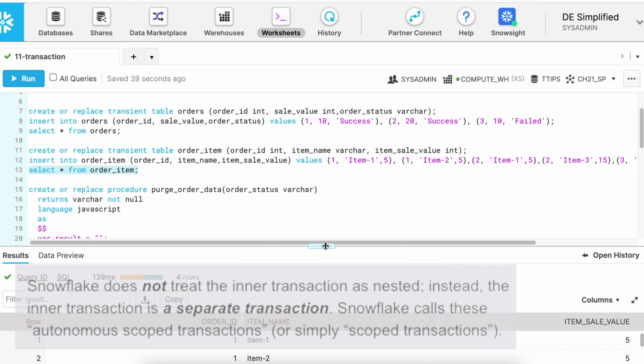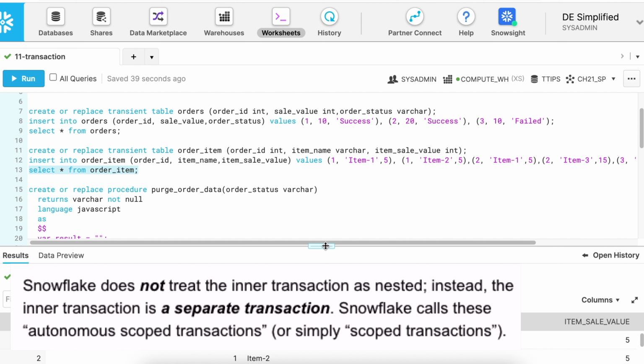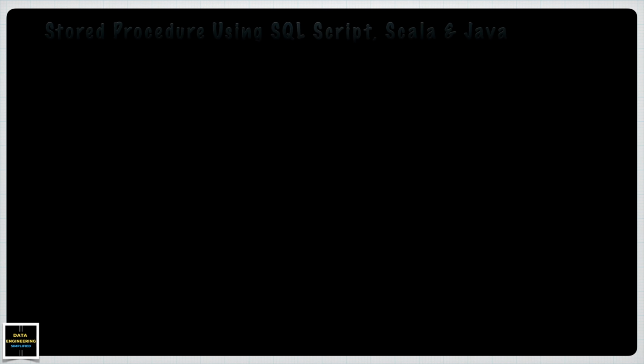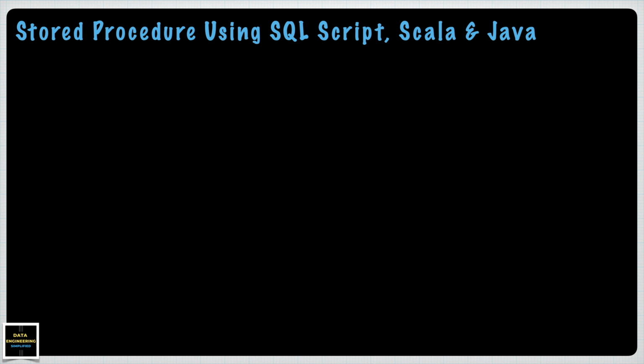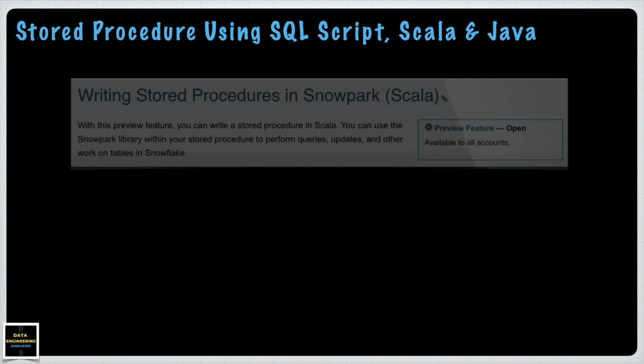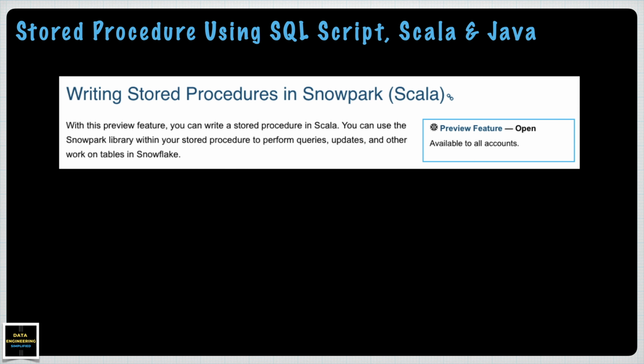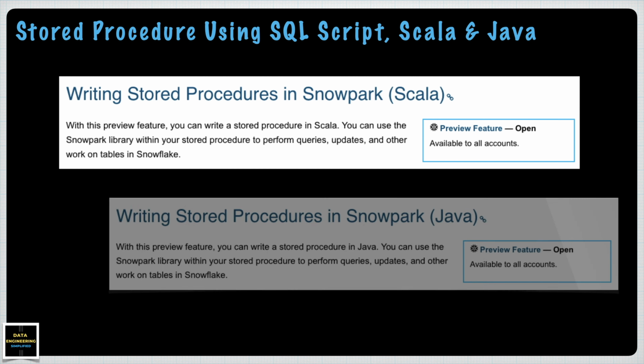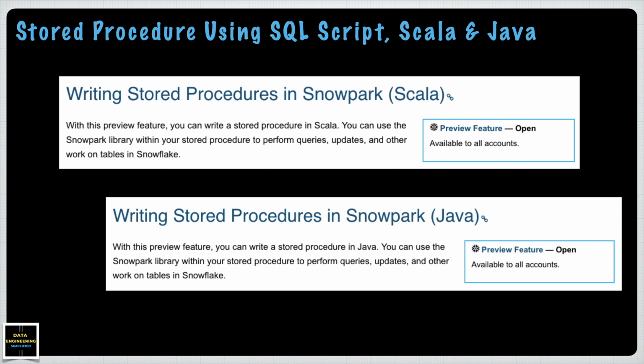You can have multiple transactions, but make sure that you do not make a nested transaction. There are certain conditions when it comes to nested transactions within the Snowflake stored procedure. The current state of Scala and Java based stored procedures is preview, and I can see some changes coming on the way, and that's why I am going to make a separate playlist for Java based as well as Scala based stored procedures.